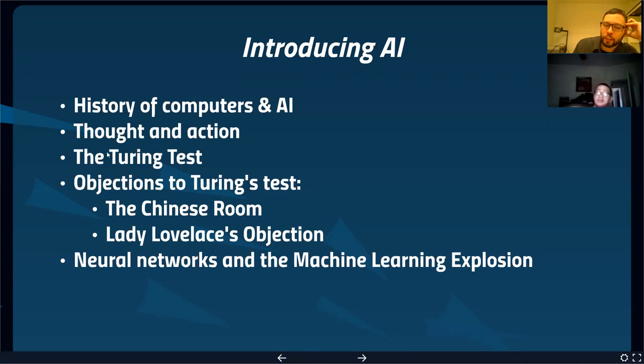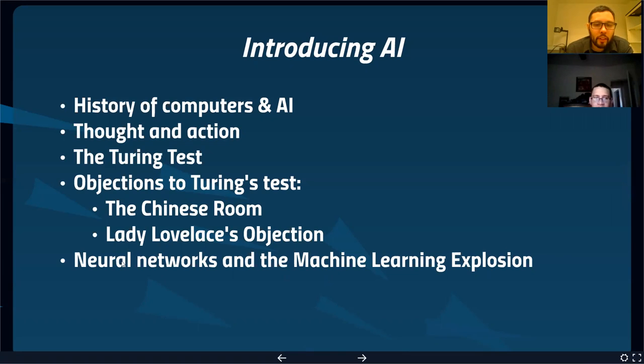And then I want to give Turing's test, and I really want to talk about Turing quite a lot. He's sort of my hero. I wrote my dissertation on Turing. I want to give his test as good a defense as I can, and then we'll talk about some objections to it, in particular the Chinese Room, which is very famous, and Lady Lovelace's objection, which is less famous, but it should be more famous. My dissertation was on the Lovelace objection in particular.